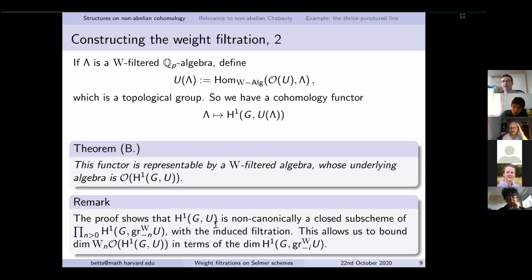And so this means that the affine ring of this is a quotient of the affine ring of this product of a load of vector spaces, and it turns out that the filtration on this is just the one which is induced from the natural filtration on the affine ring of these things. And what this means in practice, this is sort of like an archetypal example, something I'll be using a bit later, is if you tell me the dimensions of the Galois cohomologies of each of these graded pieces, I can produce you an upper bound on the dimension of each of the W filtered pieces of the affine ring of the cohomology variety.